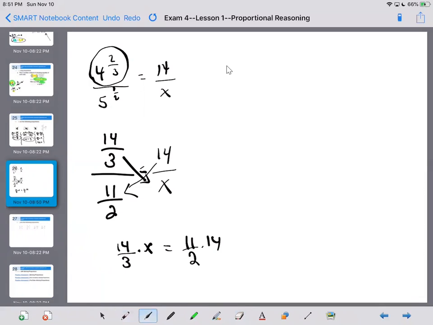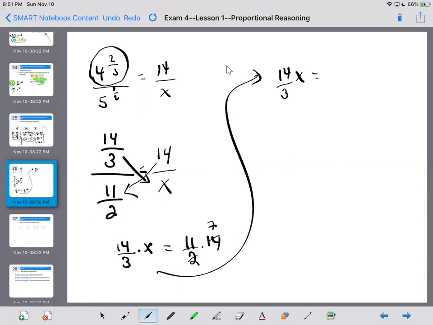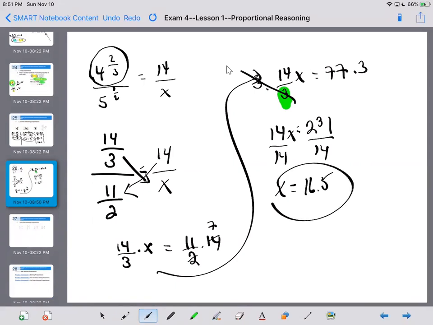So 14 thirds x, so I'm going to come up here. 14 thirds x is equal to, well, 2 will divide 14 7 times, so that would be 77. So you see this divide by 3? The inverse of that would be to multiply. So I'm going to multiply both sides by 3. And that would give me 14x is equal to 77 multiplied by 3, which would be 231. And then I just want to divide both sides by 14. So x is equal to 6 1/2.